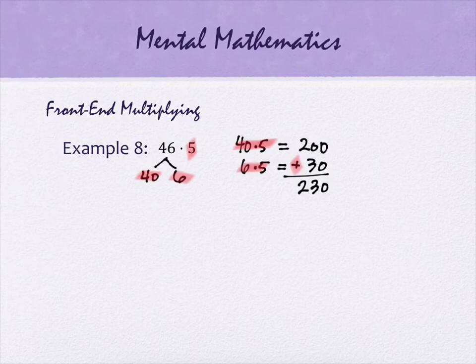Okay, so obviously this method is very limited. It's like 2-digit by 1-digit multiplication. If you had a 2-digit by 2-digit, it'd have too many steps. It would be more than 3, right? So keep that in mind. We're looking at things that are smaller types of numbers in order to do this one called front-end multiplying.